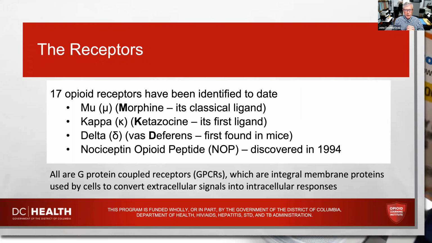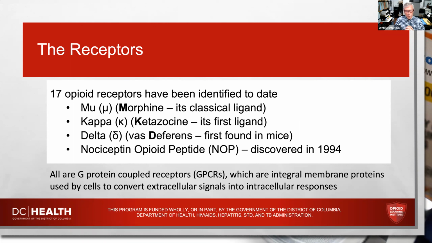And it was first found in mice. And then the last one, which was discovered only in 1994, is the nociceptin opioid peptide receptor. And that one is very interesting, and I'm going to talk about that right towards the end.